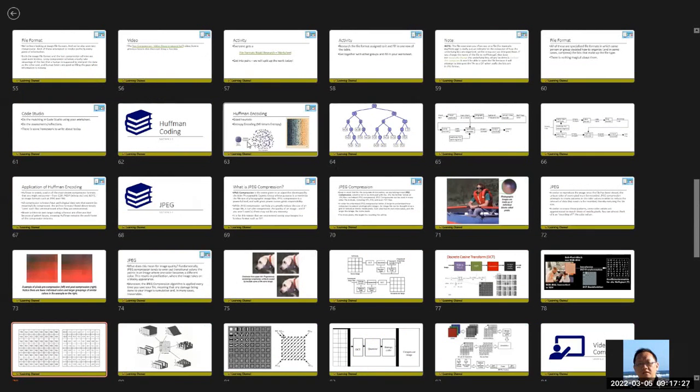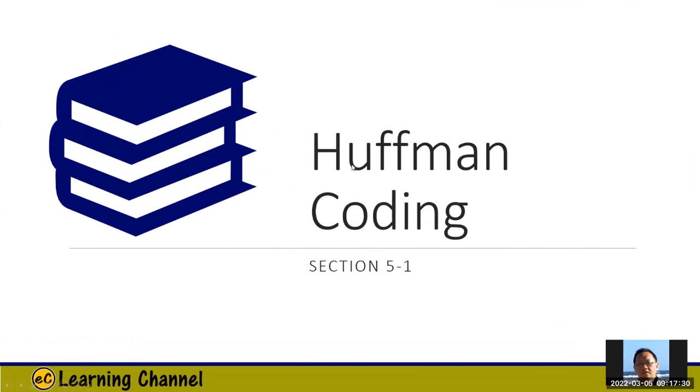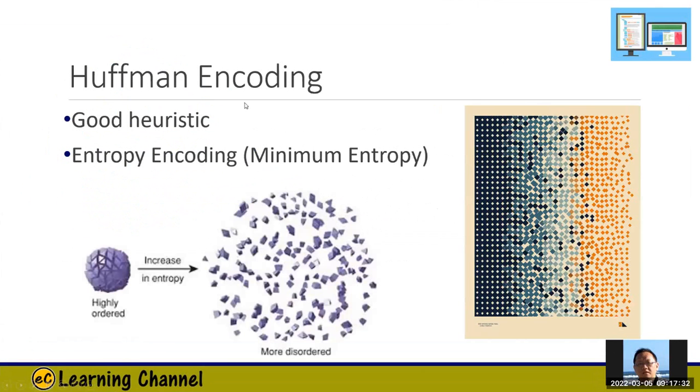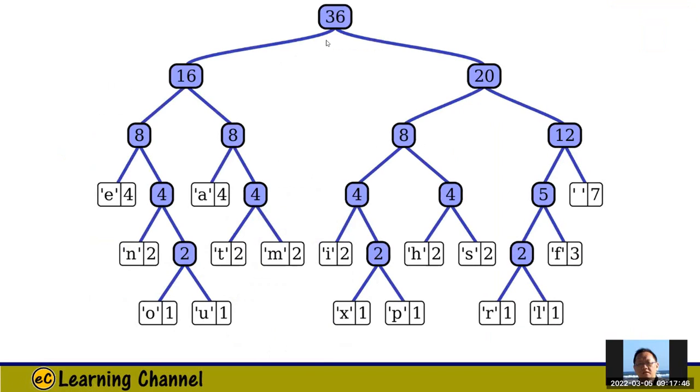Let's go back to the Huffman encoding. Huffman encoding is also called entropy encoding. It uses the entropy in your information to do compression. This comes from the very beginning of Shannon theory, but it's very simple.